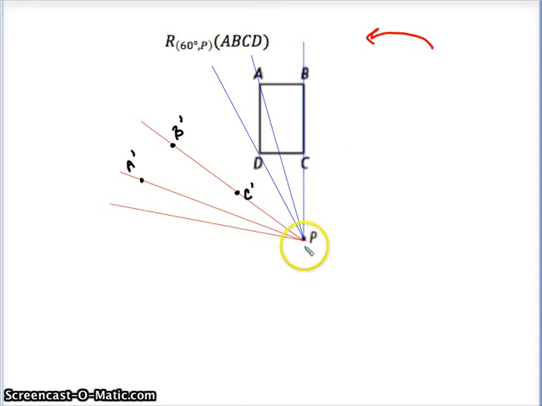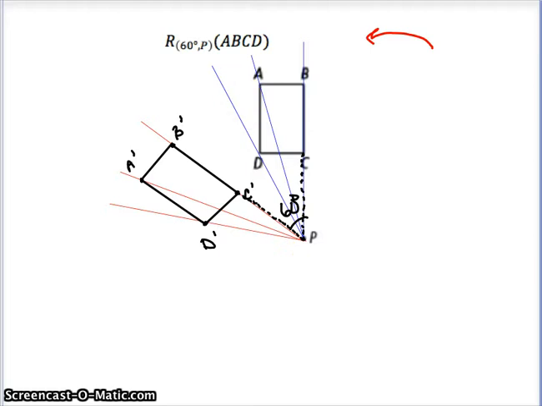Then measure the distance from P to D, and measure that same distance along this line. Okay, and I get D prime. When I connect my points, I should end up with a rectangle that looks exactly the same as the original, just rotated 60 degrees. You can see that mine's a little bit crooked, but all in all about the same. Now, this is one of the most important pieces here. The measure of the angle from C prime to P to C should be 60 degrees.